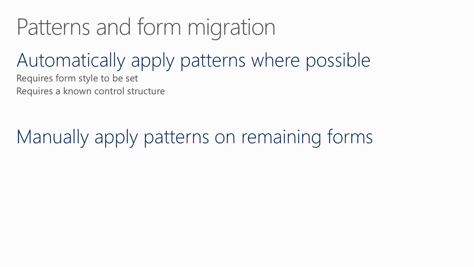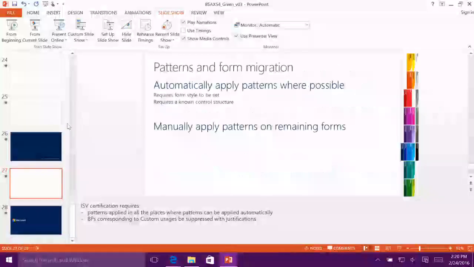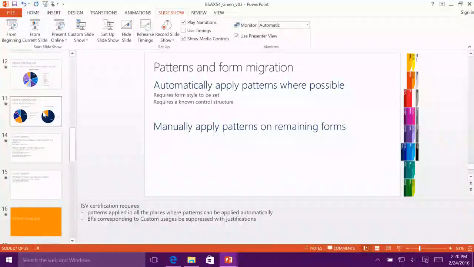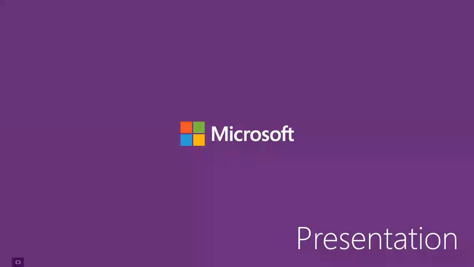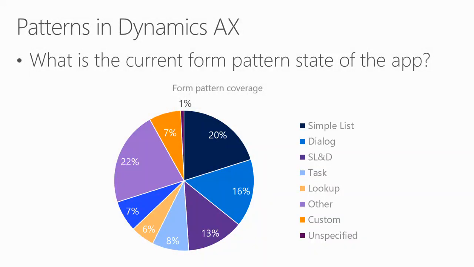The slide that I skipped actually showed internally what the breakdown of some of the more popular forms was in our system. So 20% of our forms were simple lists. Again, these should migrate pretty easily. Dialogues are kind of a different beast. They're very varied. But yeah, it just depends on what your form styles are as to how well this is going to work for you.